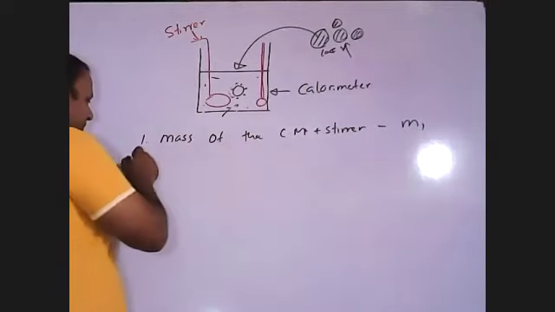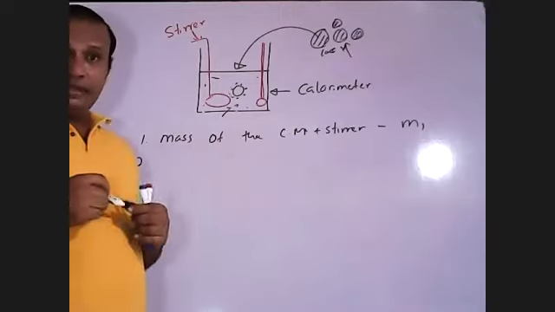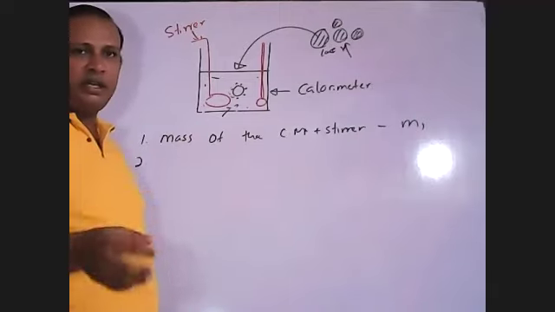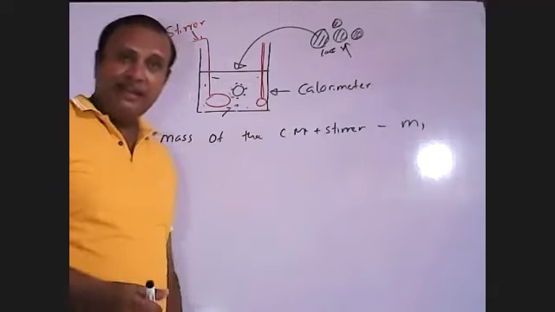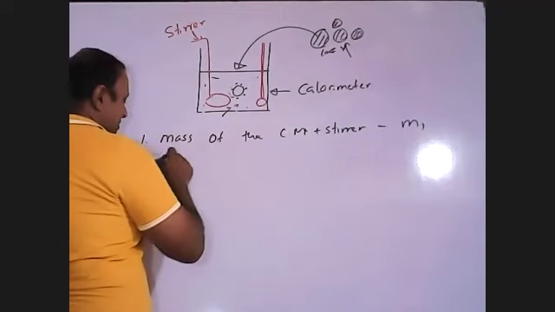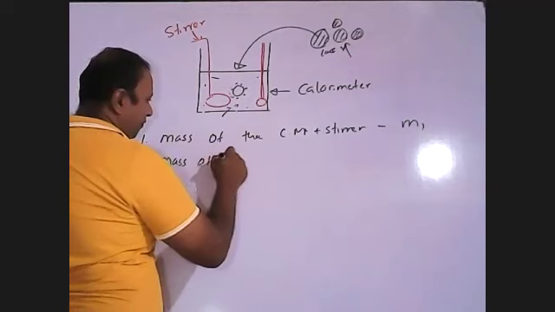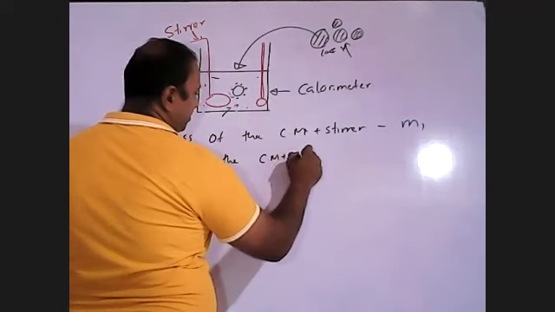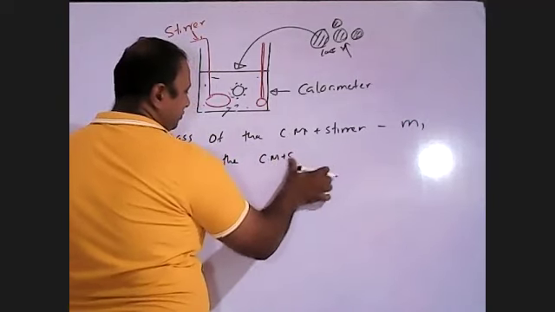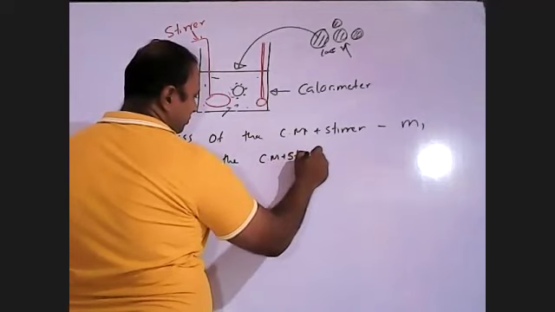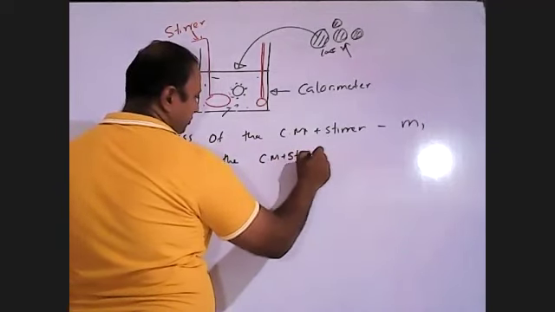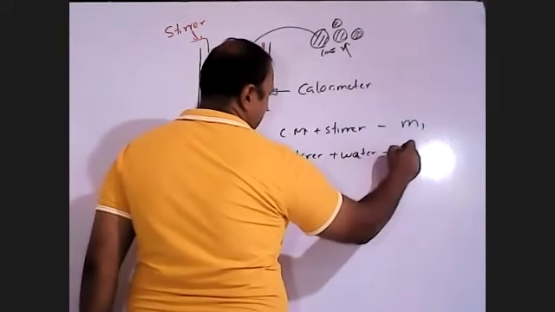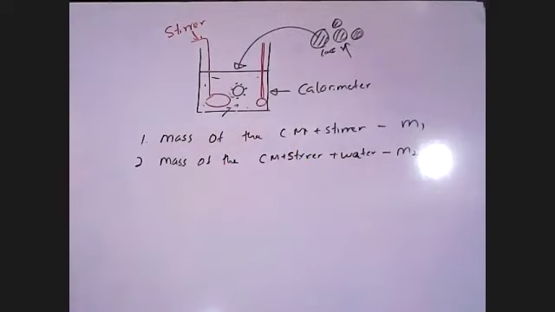Then you can pour some water into the calorimeter, then measure the mass of the calorimeter plus stirrer plus water. That is M2.